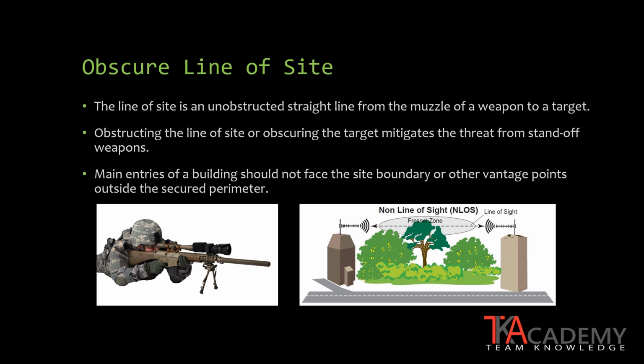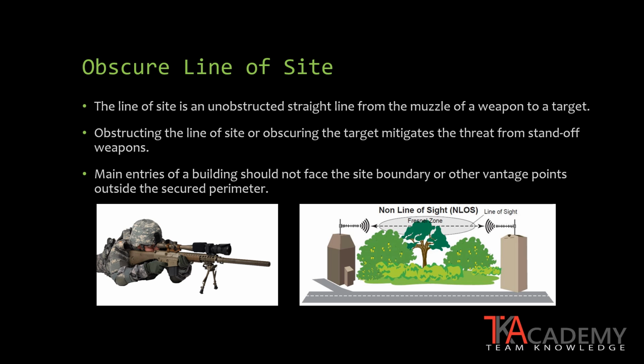I had an instructor who would say that gun control was the ability to hit what you were aiming at. The truth of standoff and ballistic weapons is that it is hard to shoot at something that you cannot see, so a good defense is to obscure the line of sight or screen the view toward potential targets. The line of sight is defined as an unobstructed straight line from the muzzle of a weapon to the target. Obscuring this line of sight mitigates the threat from a standoff or ballistic weapon.